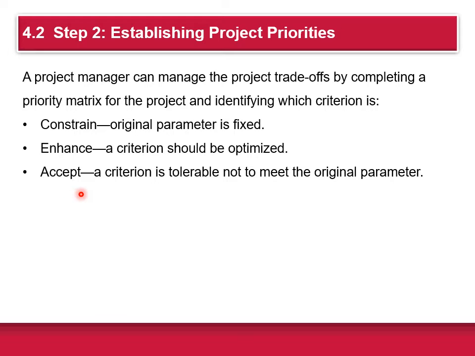Accept means that a criterion is tolerable not to meet the original parameter. So when trade-offs have to be made, it's permissible to allow, for example, the schedule to slip, or to reduce the scope and performance of the project, or to go over budget. That's what accept means.